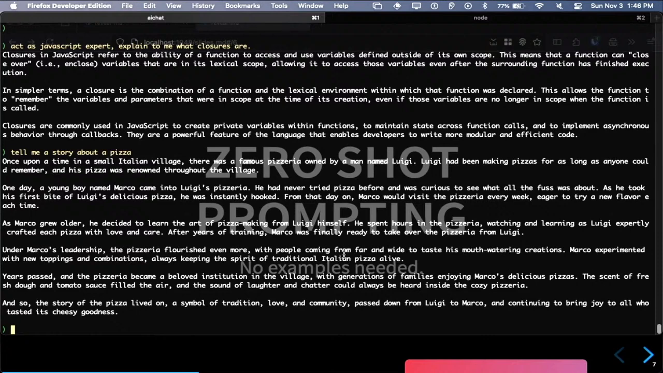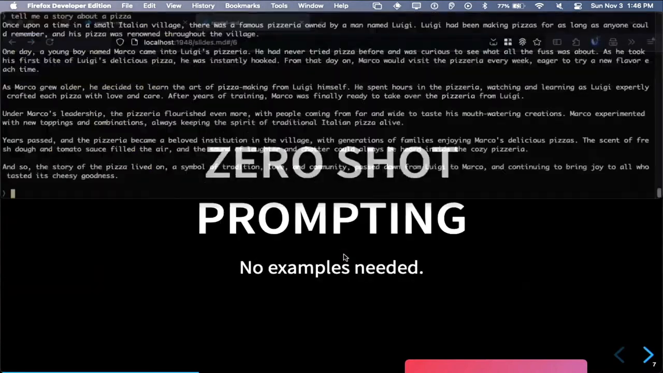So this is what you call zero-shot prompting, where you provide no context and it just spews something out. It can spew whatever it wants out, but that's essentially the context that you gave it.